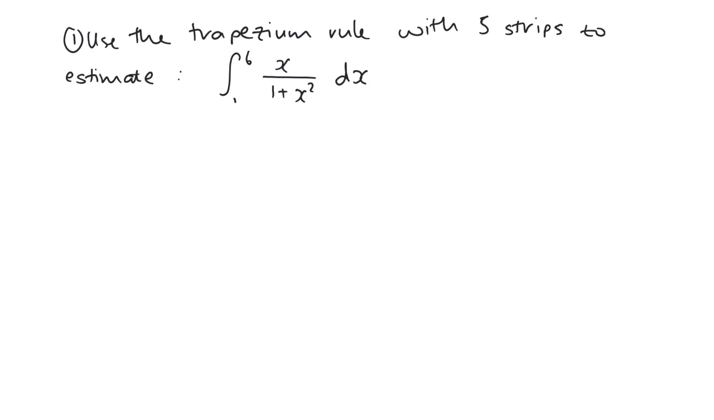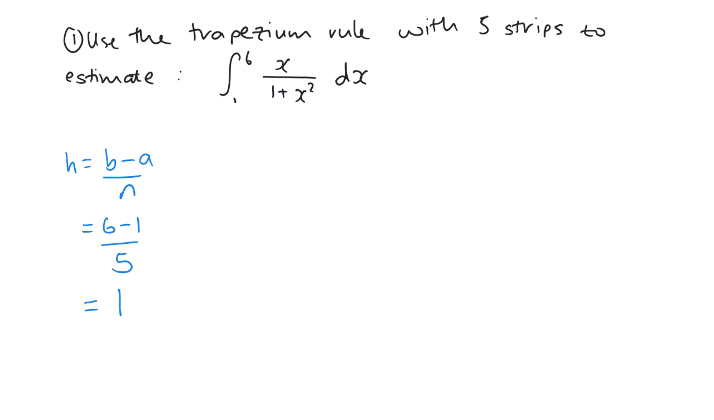Okay, so our first example: use the trapezium rule with 5 strips to estimate the integral between 1 and 6 of x over 1 plus x squared dx. Okay, so the first thing to do then is find h. So it's going to be b minus a over n, so that's 6 minus 1. Okay, so our b and our a are our limits, and we've got 5 strips, so 6 minus 1 over 5. So that gives us that the height is 1.